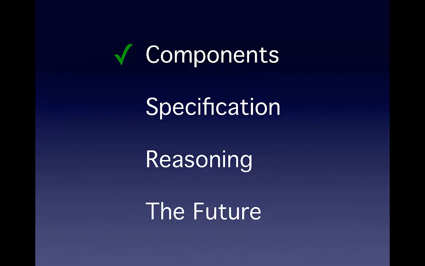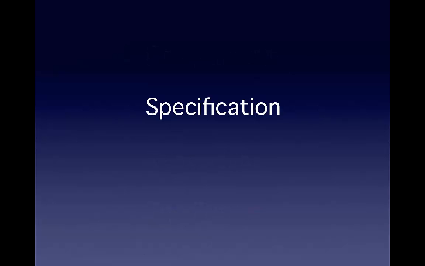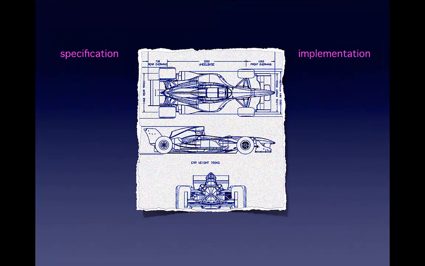In the last video, we talked a little bit about some of the qualities that a good component should have. In this video, we're going to talk about specification. It helps to think of a specification in contrast to an implementation. Every software component should have both a specification and at least one implementation.